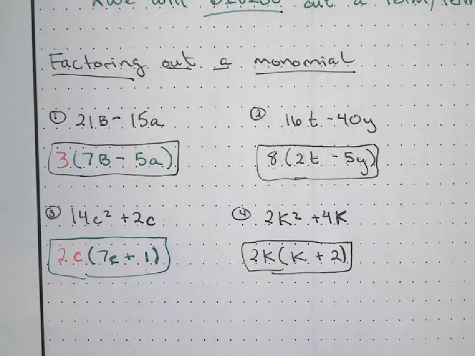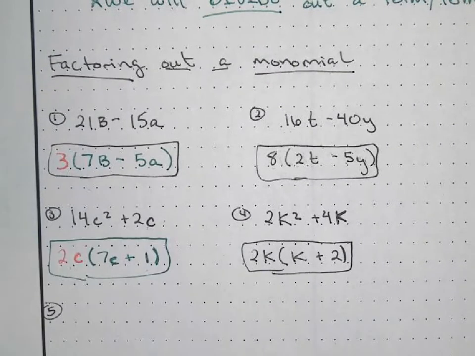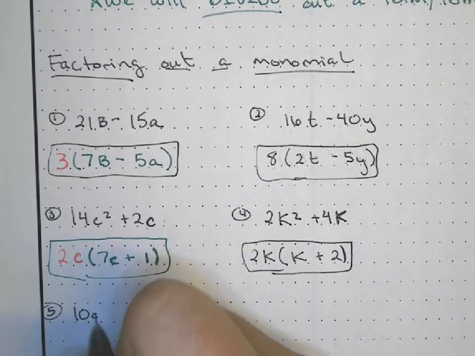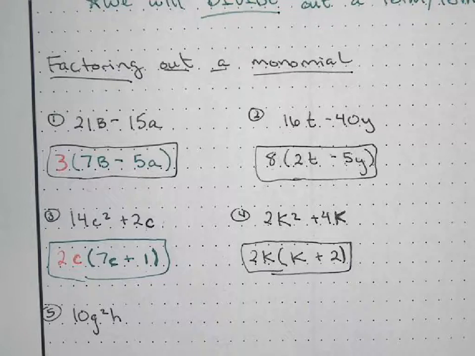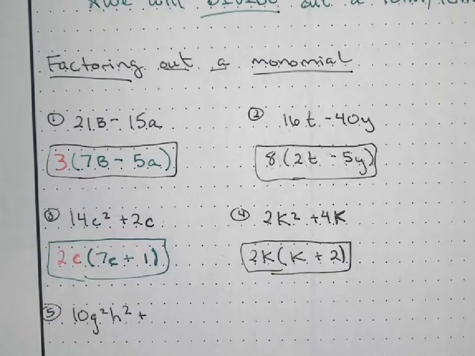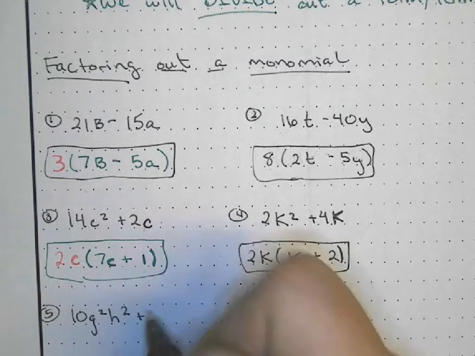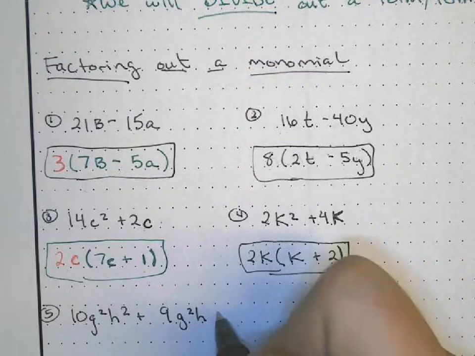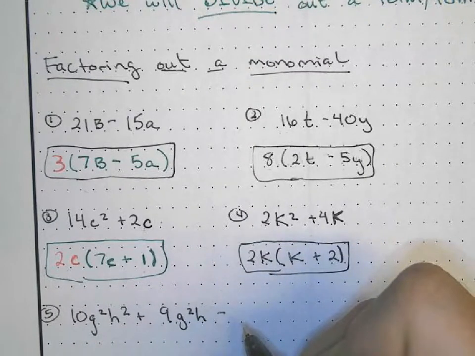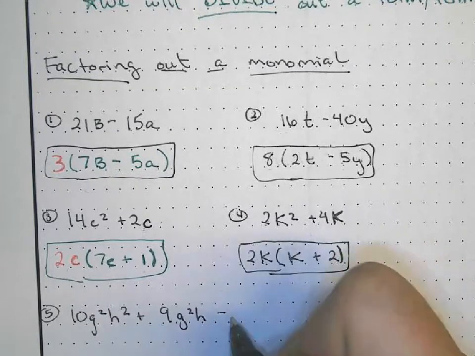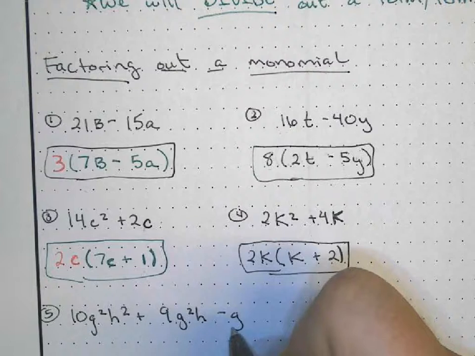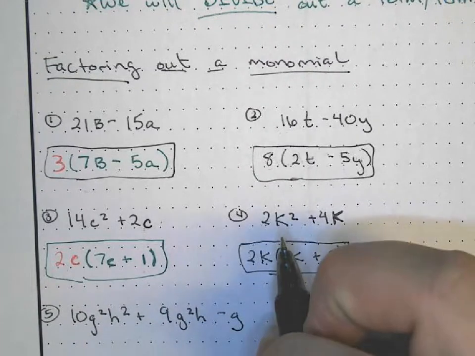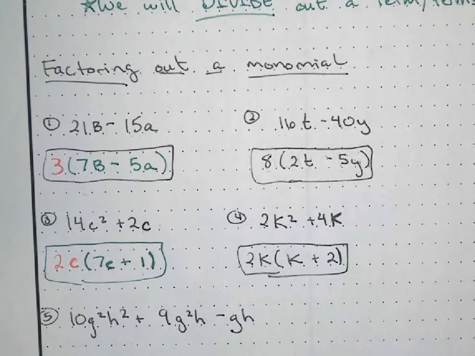Now let's try one similar to 3 and 4, but a little bit more complicated. Let's say I'm doing 10g squared h squared plus 9g squared h minus g h.